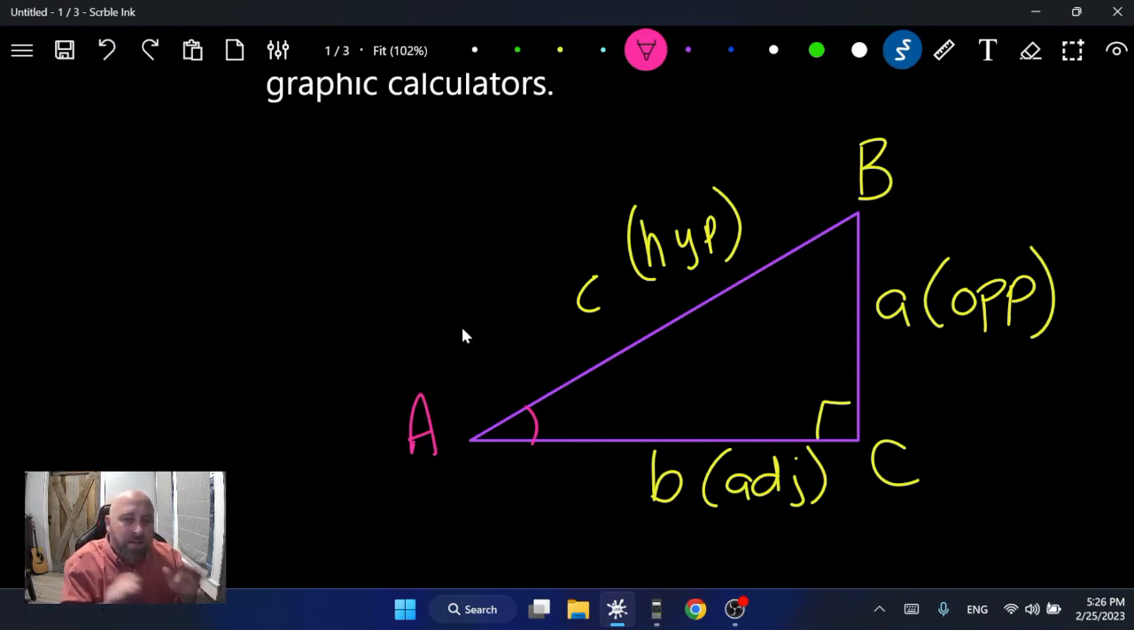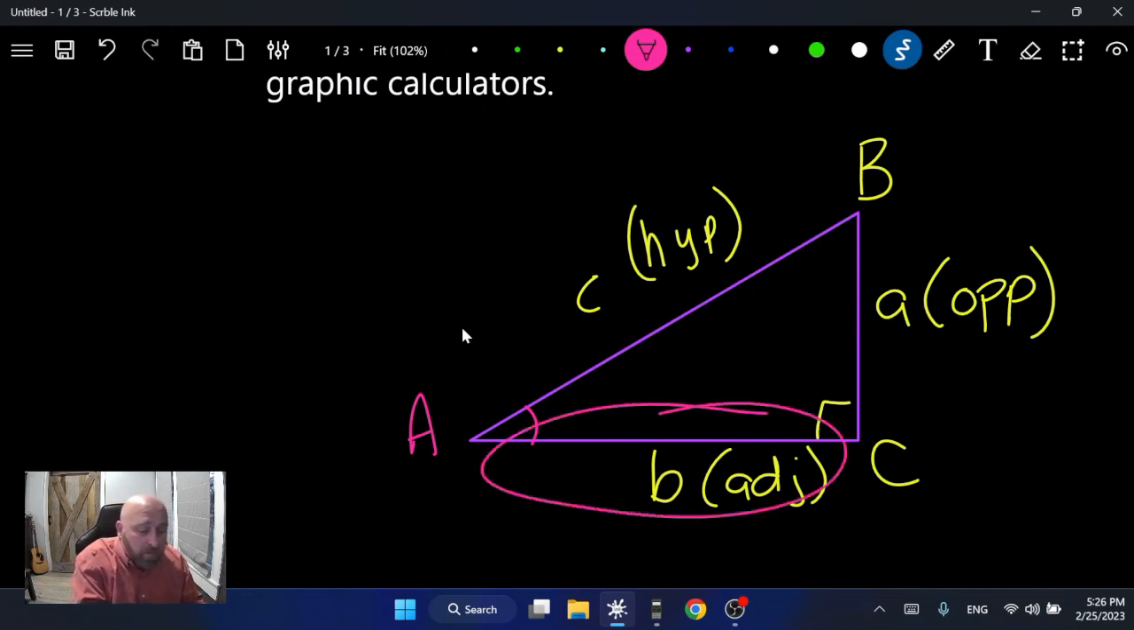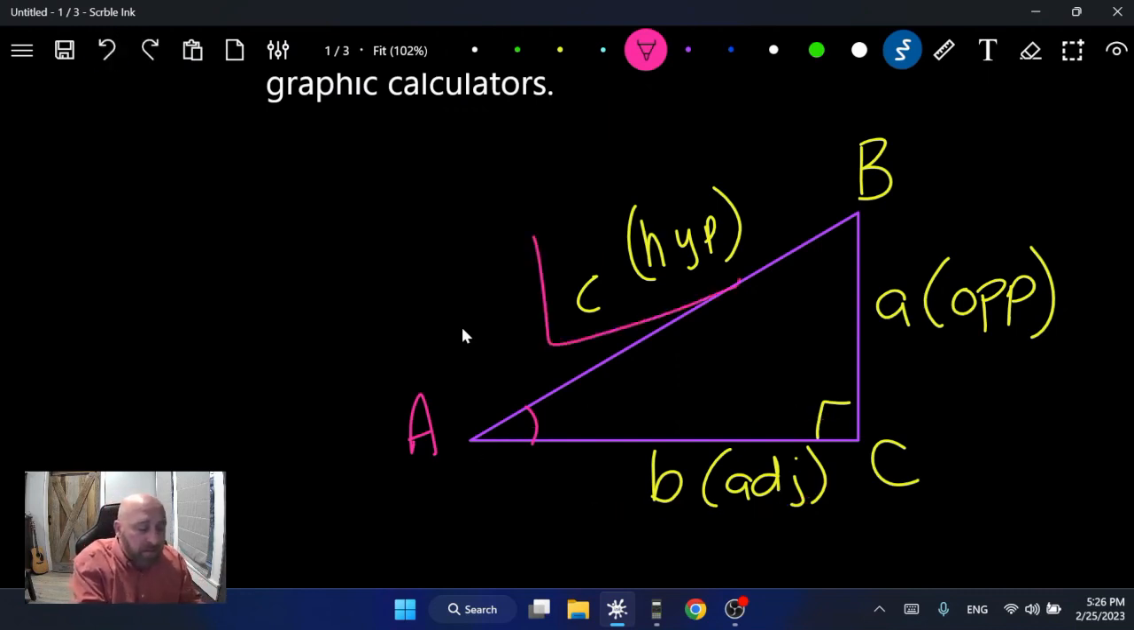So you do have to pay attention to which angle you're referring to in trigonometry. In this case, we are referring to A. So this small letter A is the opposite, and this small letter B is the adjacent. This one is always the hypotenuse because it's across from the right angle.